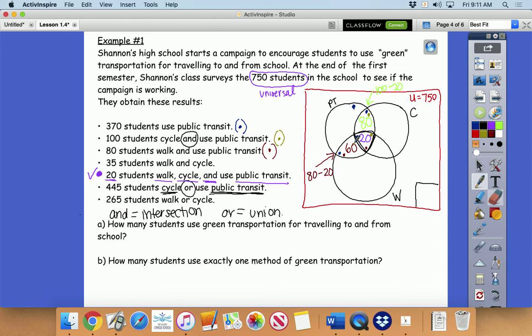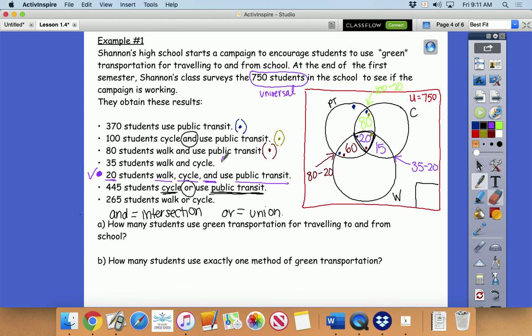So that's done right now. Now we have 35 students who walk and cycle. So 35 students should be the intersection between the two circles of walking and cycling. So those two should add up to 35. Again, we already have 20, so we're going to subtract 20 from there, and we're going to get that this piece right here is 15. As you can see, the intersection between them now adds up to 35.